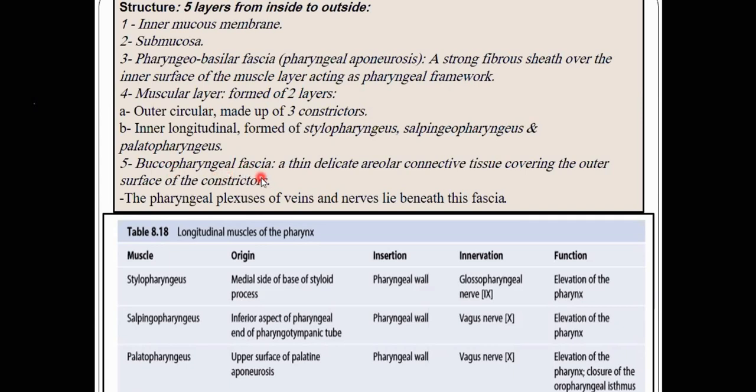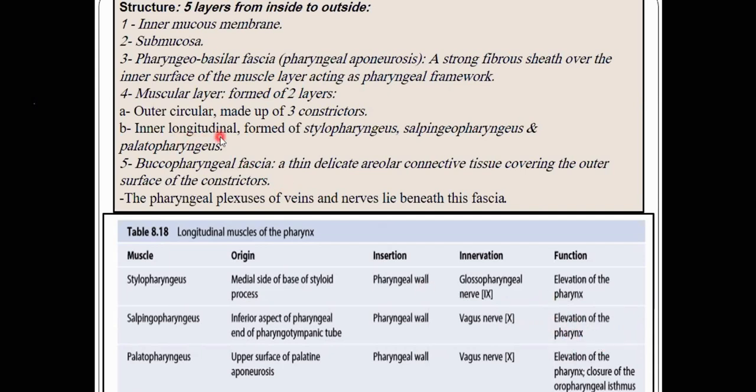Then we have the buccopharyngeal fascia, thin, delicate connective tissue covering the outer surface of the constrictors. That means one fascial layer is inside and another fascial layer is outside. The pharyngeal plexus of veins and nerves lies beneath this fascia. Now these are the 3 muscles: stylopharyngeus, salpingopharyngeus, and palatopharyngeus. When you have time, just read from where it arises, where it goes, and what their function is.